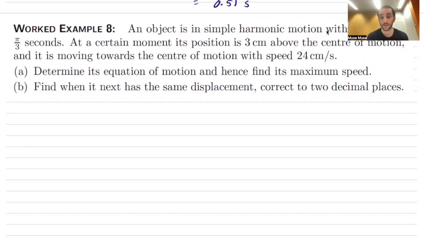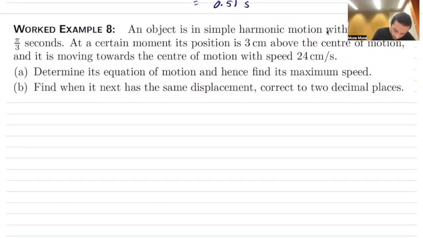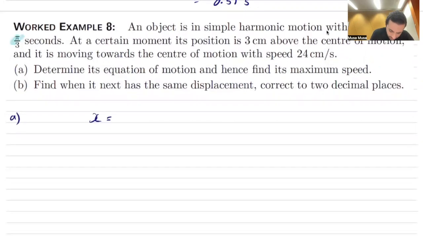So this is the important thing that we can do with simple harmonic motion, which is we can also find the derivatives with respect to time. So we can find our velocity equation. We can even find our acceleration equation. So let's come up with a formula for displacement. Now, luckily for us, we only have a bit of information. We have the period is pi on 3 seconds, and then we have at a certain moment, its position is 3 centimeters above the center of motion.